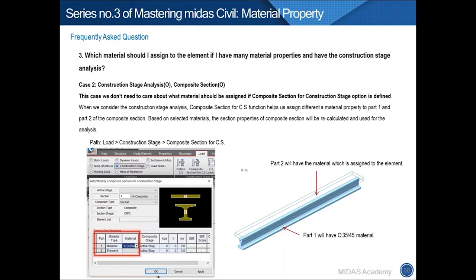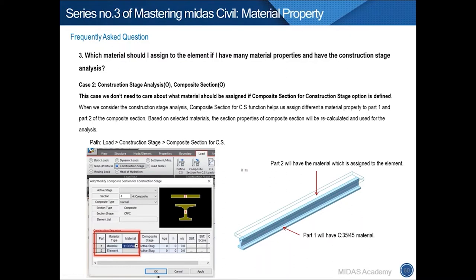When we consider the construction stage analysis, we use the composite section for construction stage option, because this option has to see the construction sequences of the composite section. So in this option, we need to select material types again to assign different material to each part here. Each part means the girder, slab, or other things. And the section properties will be recalculated using this material again. So we can check their stiffness or the properties value here.